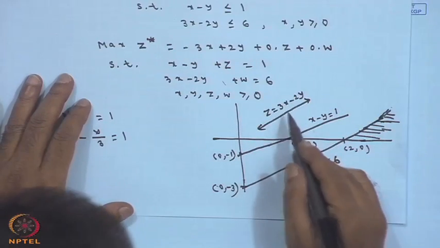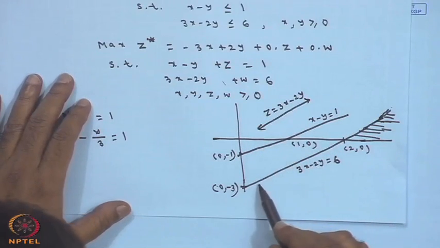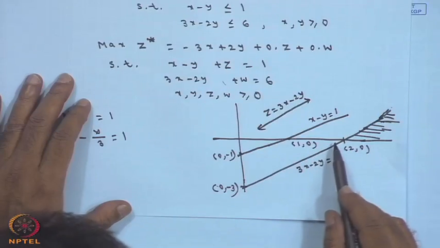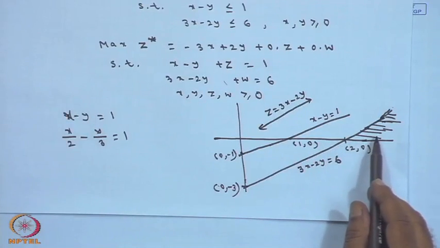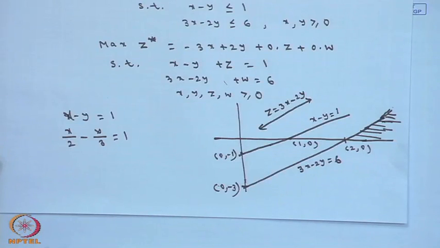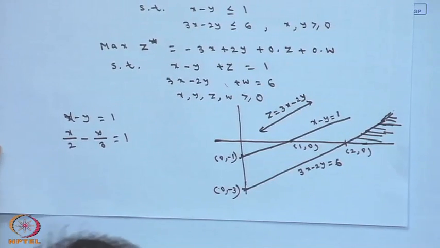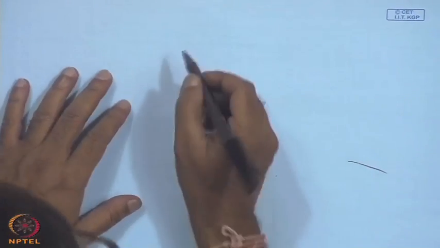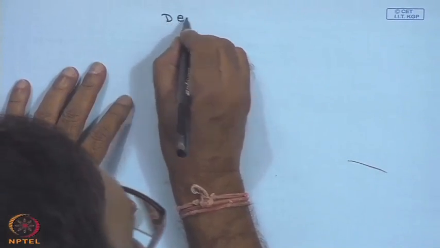The reason is that the objective function is parallel to one of the constraints here, and the constraints are unbounded. So, from the figure, graphically also, we can say that this is an unbounded solution. This is the second special case. The third special case is degeneracy.